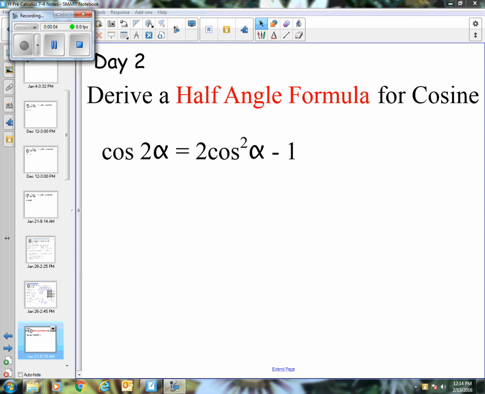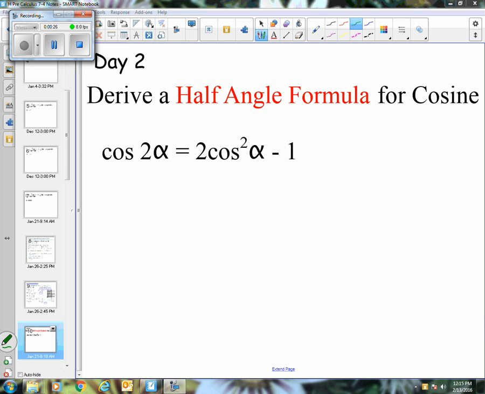Alrighty, so here we are on day 2 for double and half angle formulas. I'm just going to derive one of these so you can get the idea of where the half angle formulas come from. We looked at what double angle looks like previously, so now we're going to take a look at one of those double angle formulas. I just wrote out one of the cosine ones, and let's talk about where these half angle formulas that you see on your formula sheet come from.